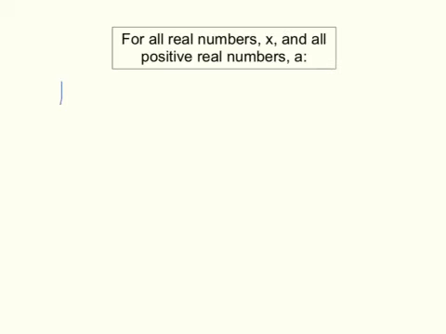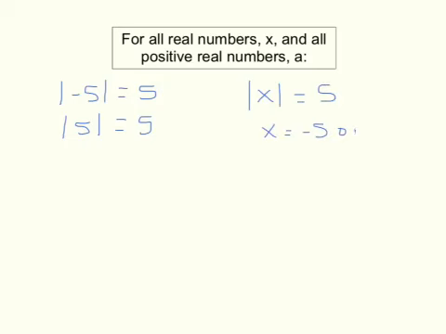So remember, the absolute value of -5 is 5, and the absolute value of 5 is also 5. So if we wanted to know what x is, if the absolute value of x equals 5, then x has to be -5 or 5. It can be either one, right? Because either the -5 or the 5 will get me 5.